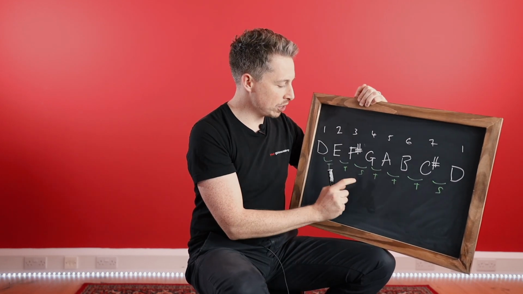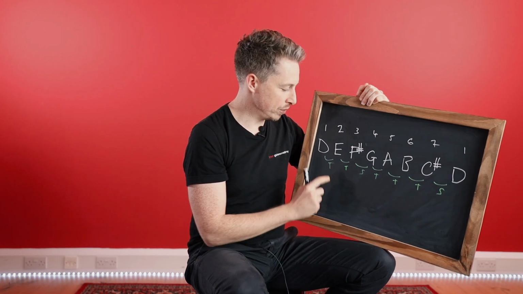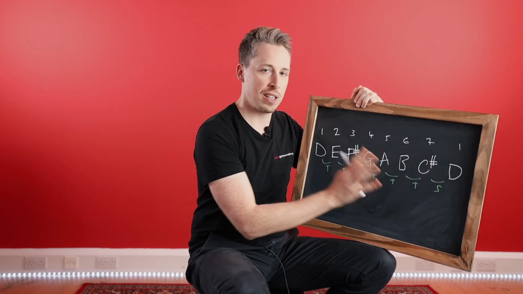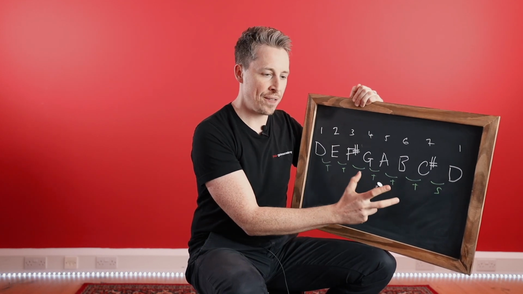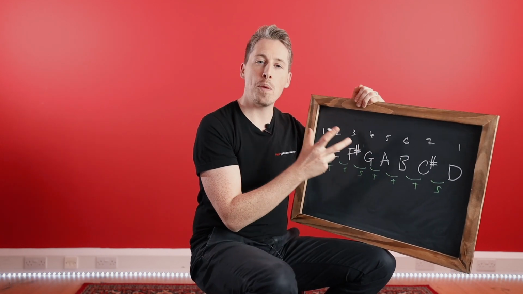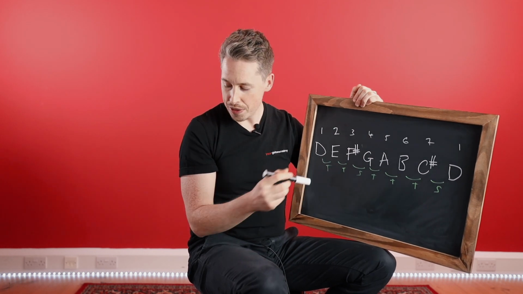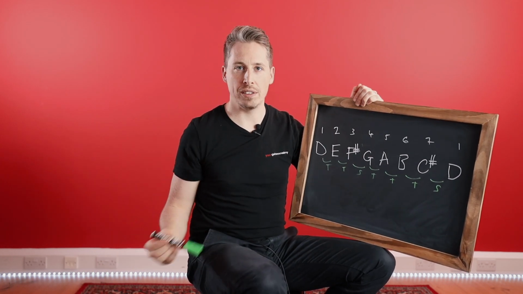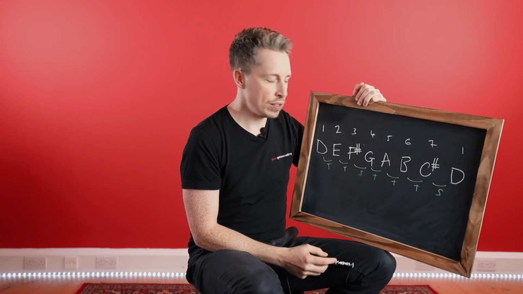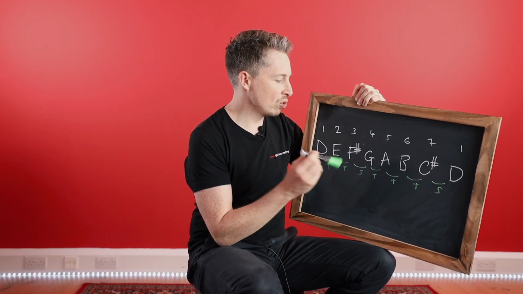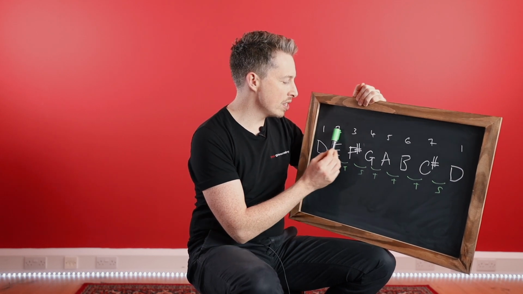But always just remember that formula: tone, tone, semitone, tone, tone, tone, semitone. Now next up, we need to take that and use it to construct our major chord. This is where it gets really interesting, and you start to understand why this in itself is so important. To construct a major chord, we look at these numbers up here.